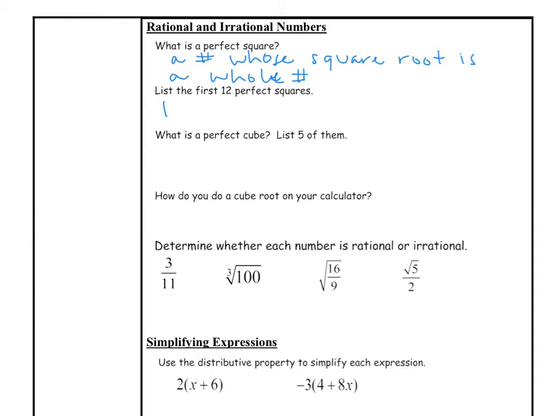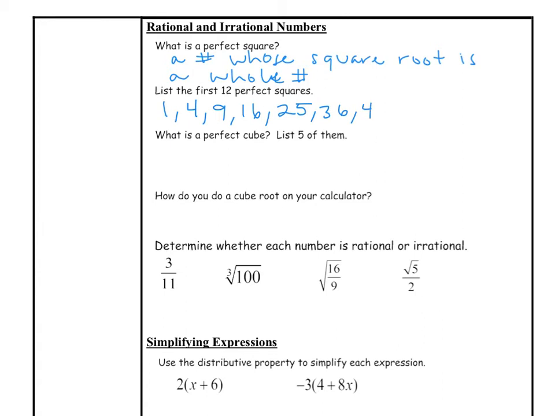So we're going to list our first 12 perfect squares. 2 times 2 is 4. 3 times 3 is 9. 4 times 4 is 16. This is a good method, by the way. 5 times 5 is 25. 6 times 6 is 36.